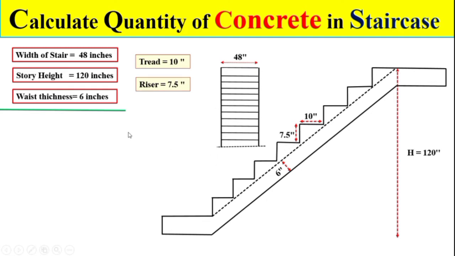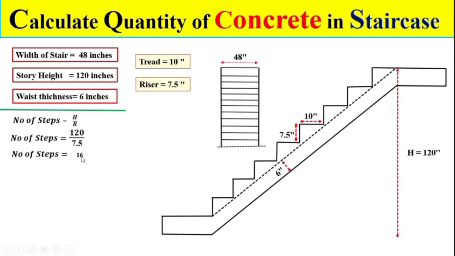So let's get started. First of all, to calculate the quantity of concrete in this staircase, it is important to calculate the total number of steps. For the total number of steps, we have a formula: divide the total height of the story by the thickness of the step riser. We put the value of height in inches and divide it by the riser size, and we get the number of steps as 16.